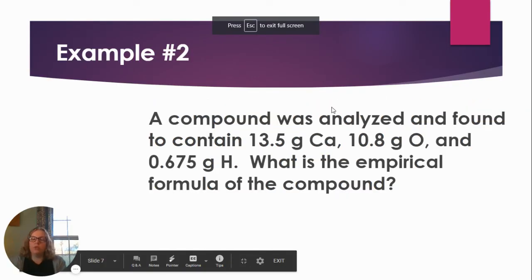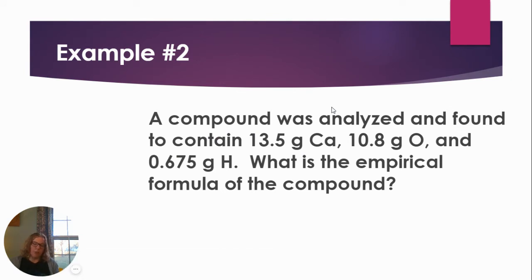So here's example 2. It says a compound was analyzed and found to contain 13.5 grams of Ca, 10.8 grams of O, and 0.675 grams of hydrogen. What is the empirical formula? So this is different because it's giving you the mass already. It's not giving you the percentages. So what's nice here is that you can just take these masses and kind of run with them.